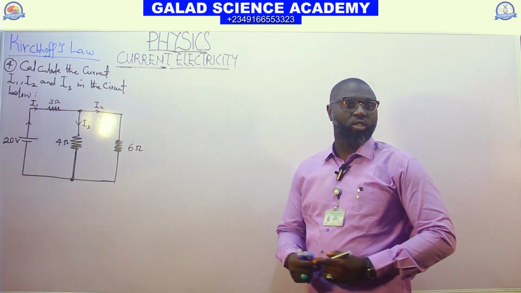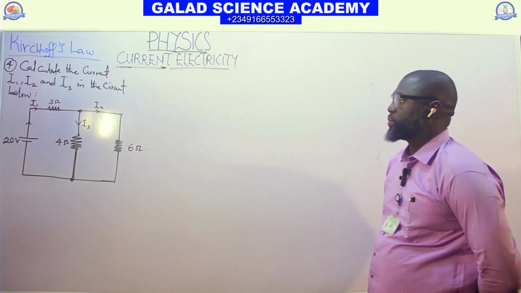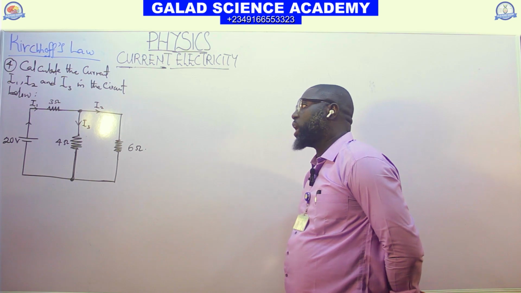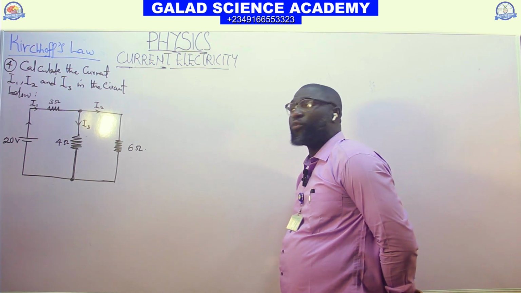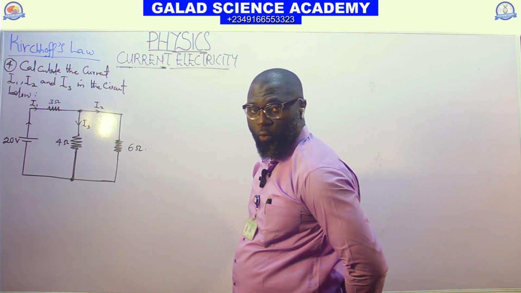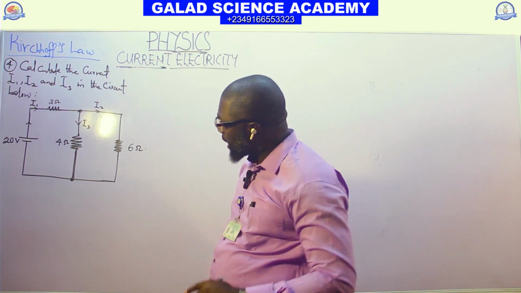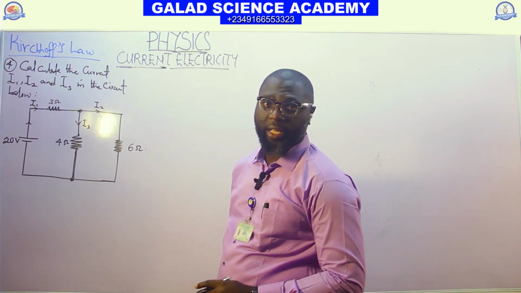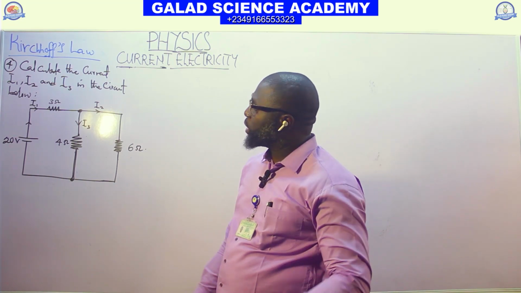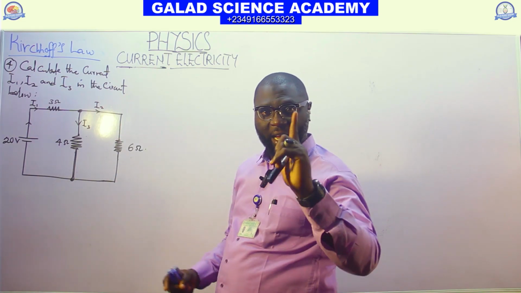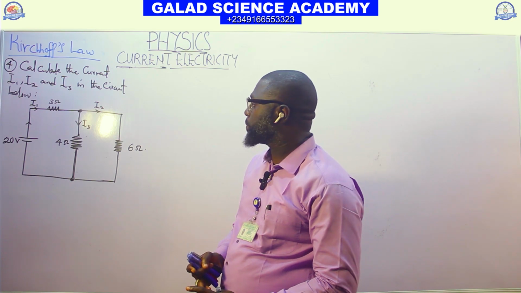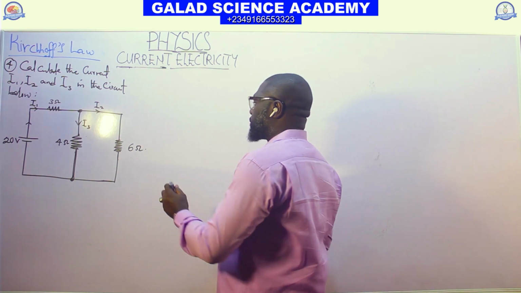Look at this kind of question. We are asked to find the currents I1, I2, I3. If you look at the first 3 questions that we solved, we were looking for just one current. Here, we have how many currents now? 3. So, before we can know the value of these 3 currents, we apply Kirchhoff's first law and Kirchhoff's second law. So, let's go.